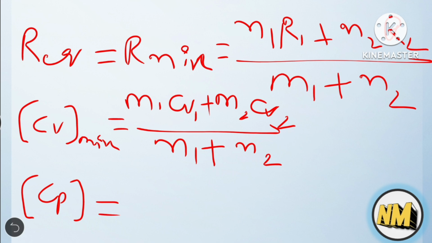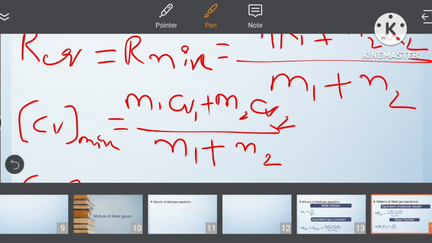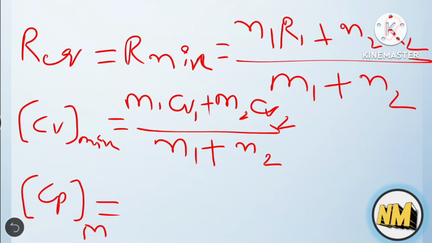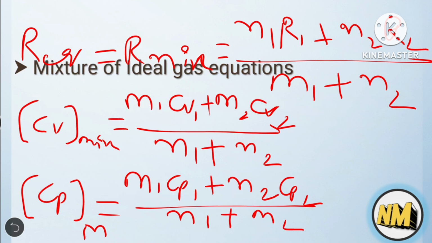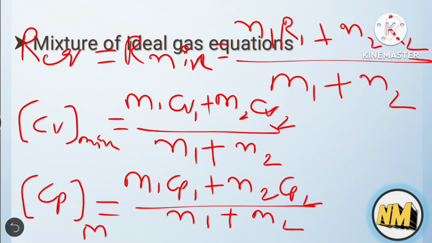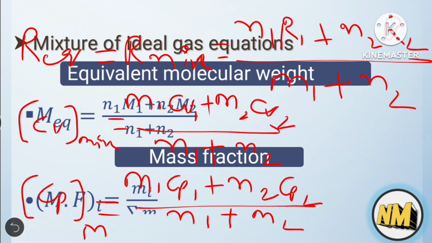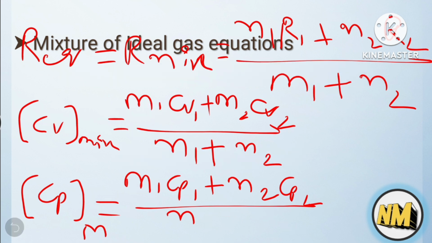Similarly for Cp mixture, it is m1 Cp1 plus m2 Cp2 divided by m1 plus m2. In this way you can remember those formulas, and if you want, you can write whatever I am explaining here, the equations and formulas, in your notes so that you will remember. Okay, I am erasing everything here.